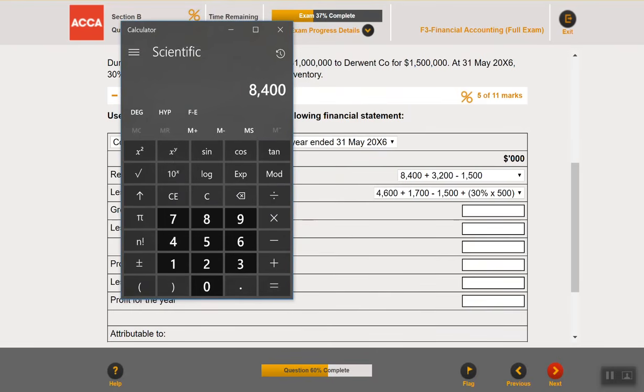8,400 plus 3,200 minus 1,500 gives us 10,100 sales. Minus cost of sales: 4,600 plus 1,700 minus 1,500 and plus 150, and bracket. It gives us 4,950 as gross profit.